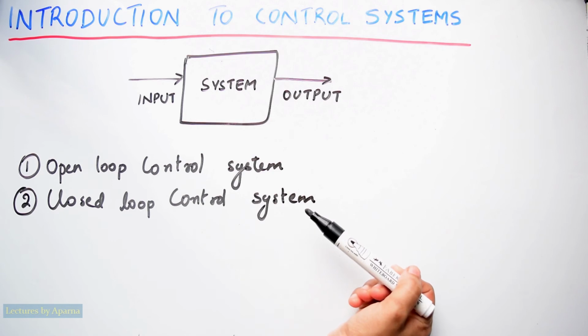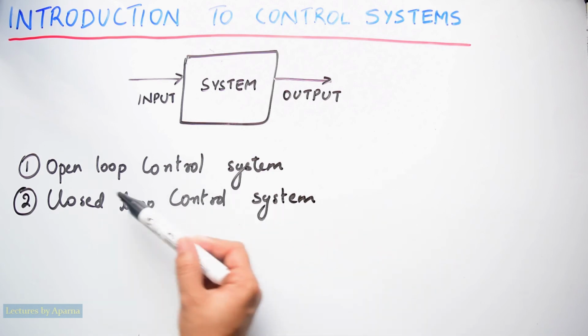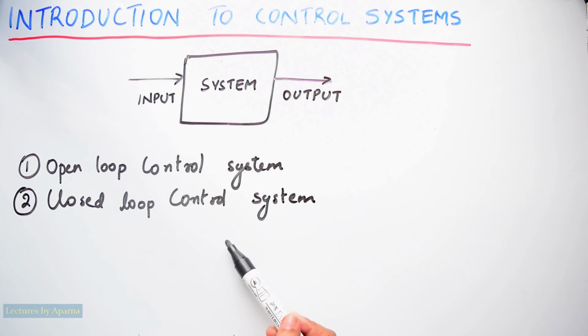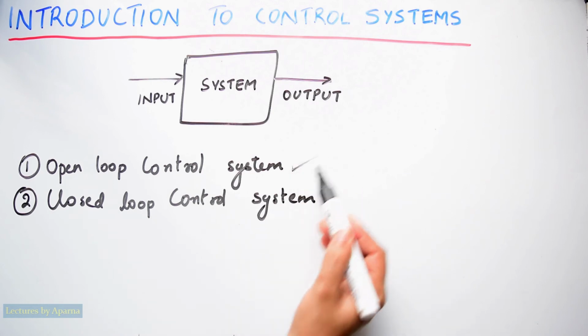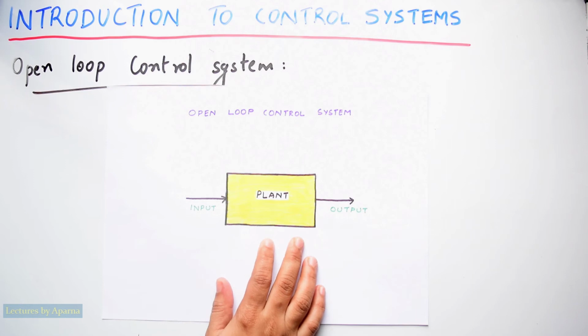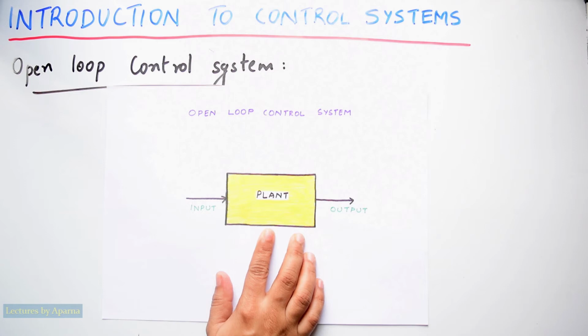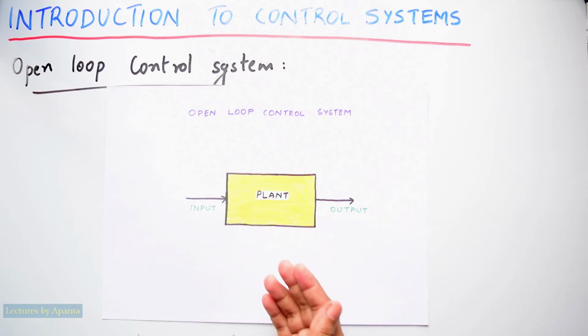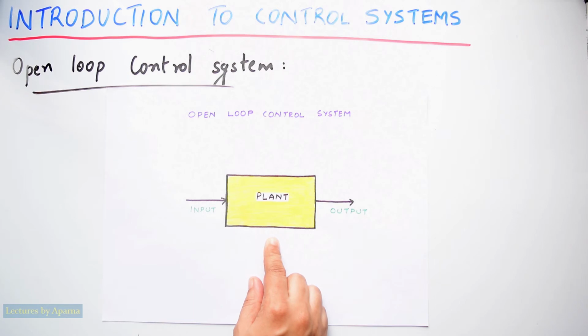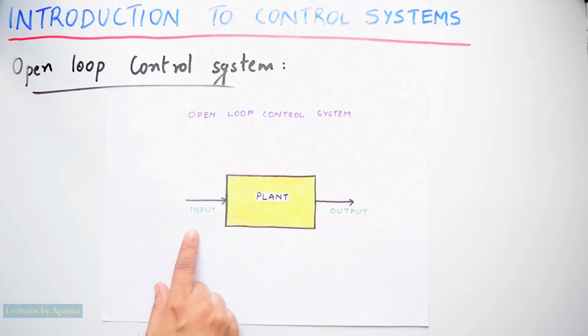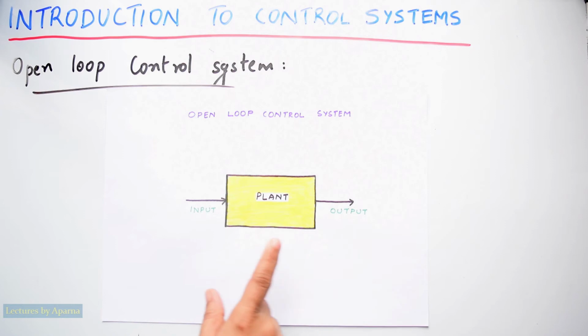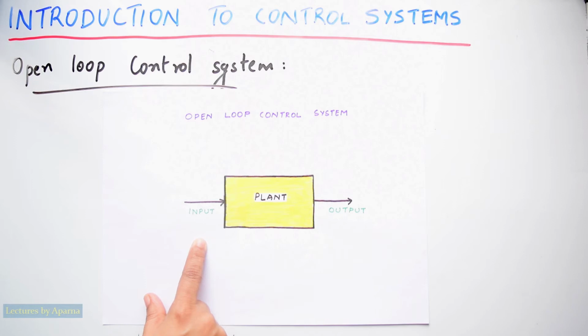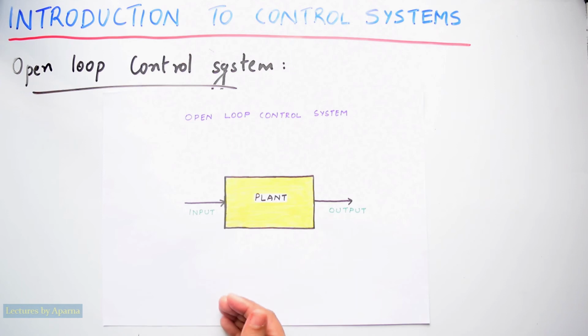Two main types of systems coming in control theory are open loop control system and closed loop control system. First let us see open loop control system. This is a block diagram of open loop control system. Plant in engineering terms refer to heavy machinery and equipment that is used in industries. That plant will be having an input and an output. So in open loop control system, you get the output when you give an input. But this output is not given back to the input again for any corrections.